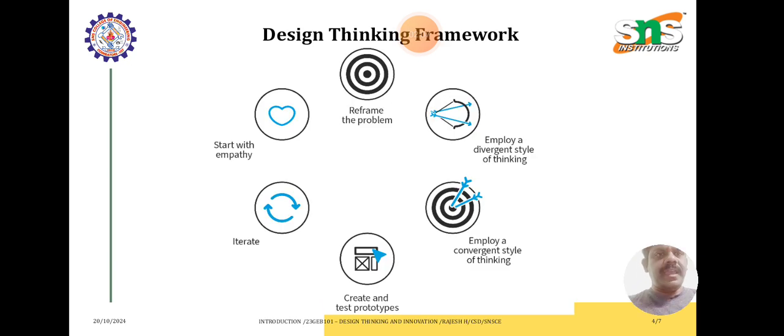So the design thinking framework has the following important things. You can see in the diagram there are six processes involved: reframing the problem, employing a divergent style of thinking, employing a convergent style of thinking, creating and testing prototypes, iterating, and starting with empathy.